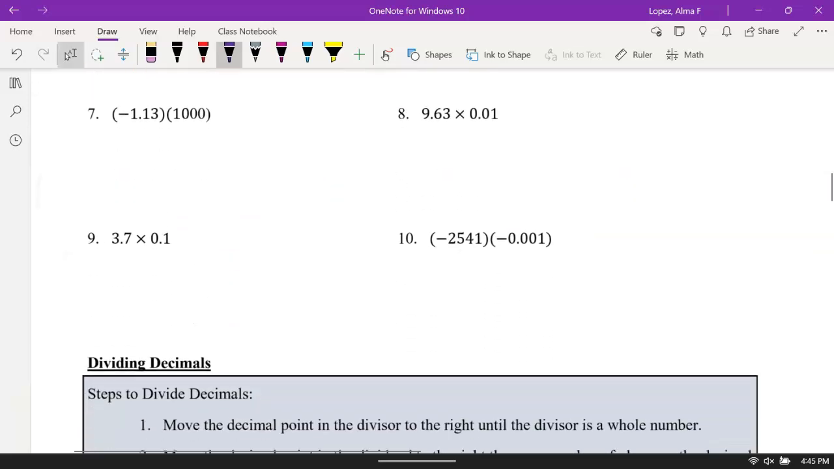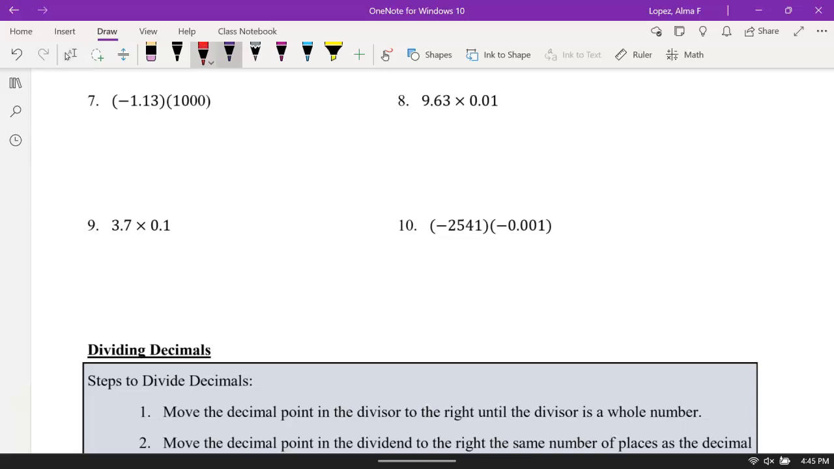Let's keep going. When you multiply a negative 1.33 times 1,000, that means you're going to move 3 to the right. Do it. 1, 2, 3. It didn't have enough positions for 3 moves to the right, so we're going to put a placeholder of 0 in there. So our final answer will be negative 1,330.